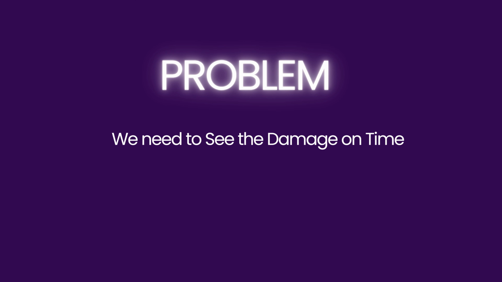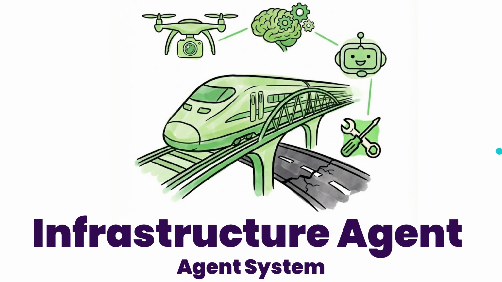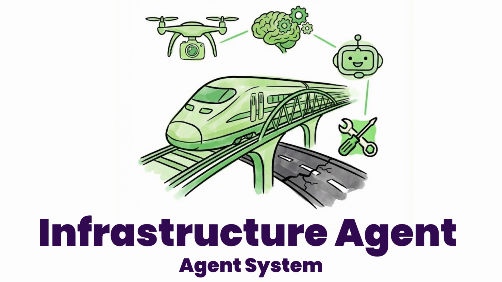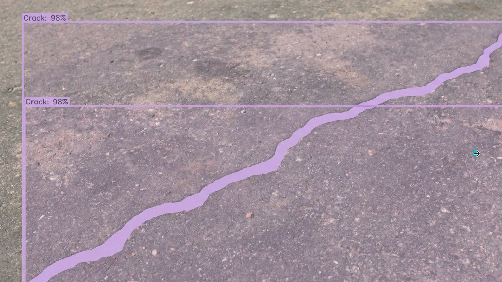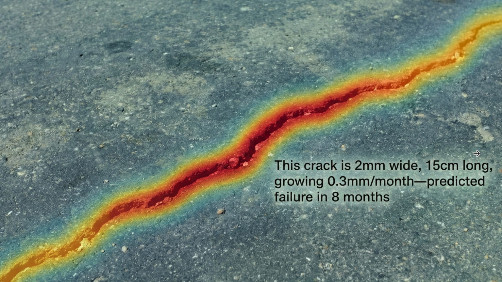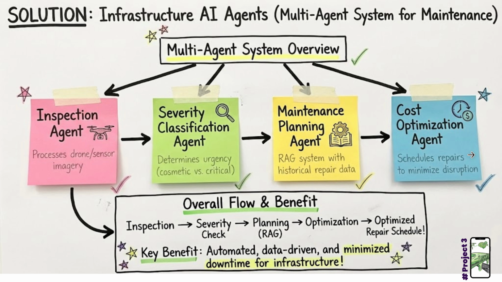The problem is we need to see the damage on time, and our solution is to build an infrastructure agent. What we need to do is understand these damages, detect their severity, and also determine exactly how many months until failure, for maintenance. Let's take a look at our solution.